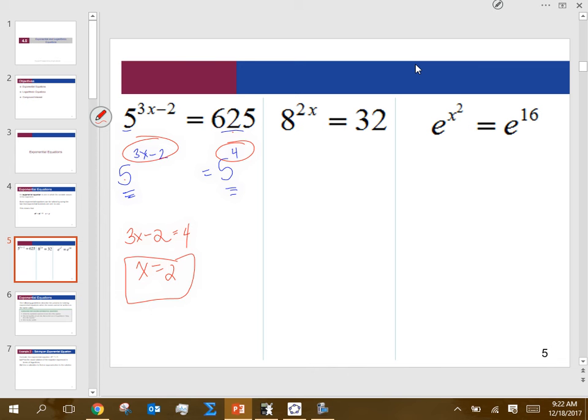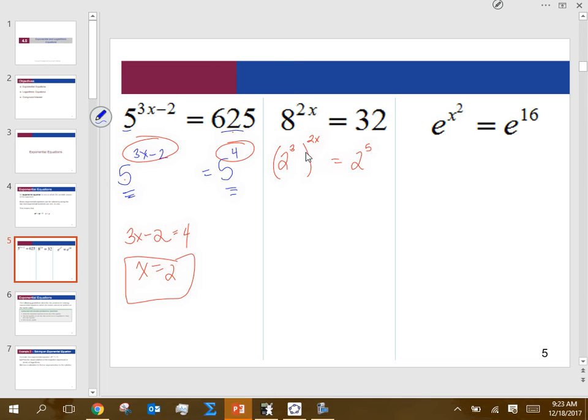What can I write 8 as with a base of 2? It'd be 2 to the what? 2 to the third. So 2 to the third, that's 8. We should have 8 raised to 2x, shouldn't we? So when I write 8 as 2 to the third, I still need to raise it to the 2x. So 2 to the third raised to 2x. Now 32, 2 raised to what is 32? 2 to the fifth.